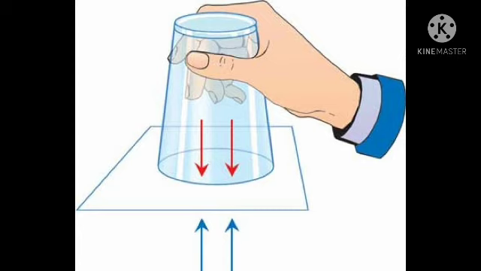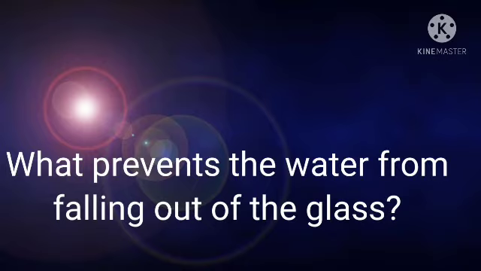Is the water coming out? Is the cardboard falling down? No. The cardboard is just near the mouth of the glass. It is not falling down, is it? It is fixed there. How is it happening? Why did the cardboard not fall, and why did the water not flow down? What is the reason? We will see.